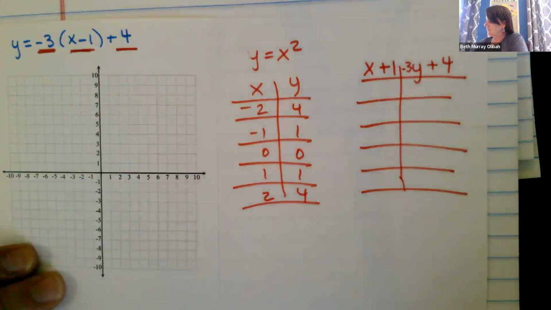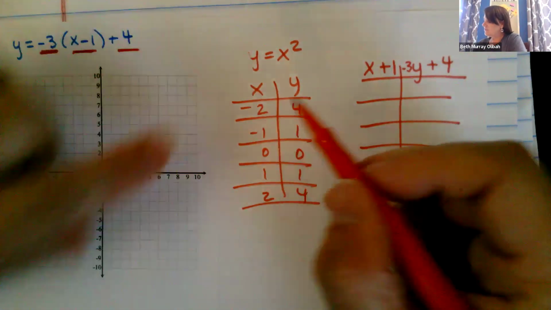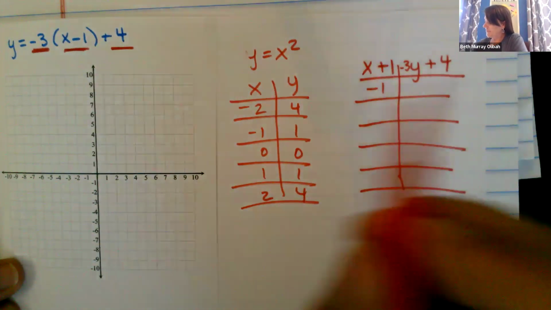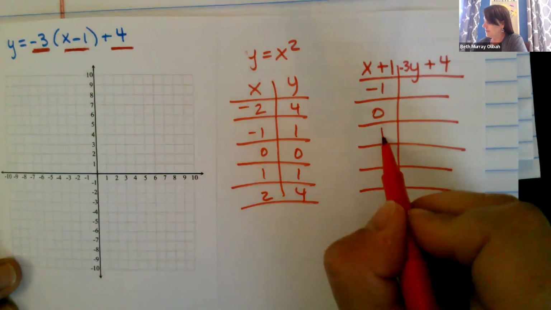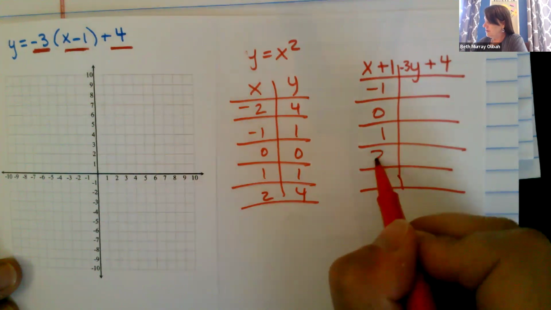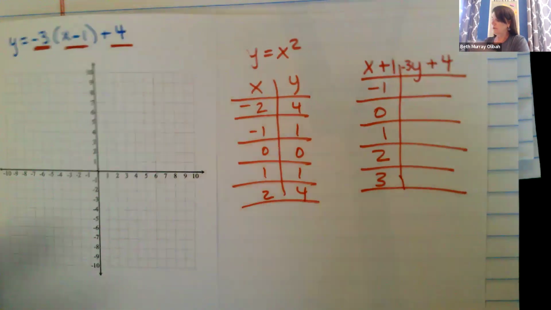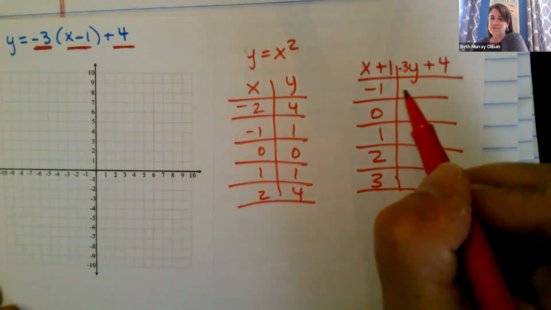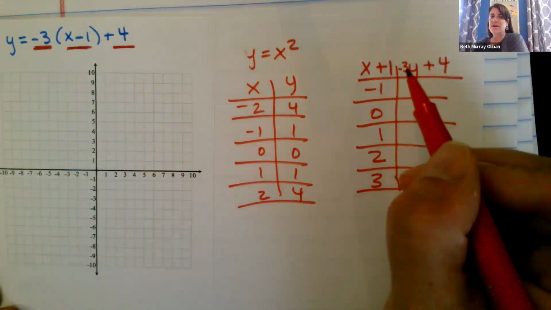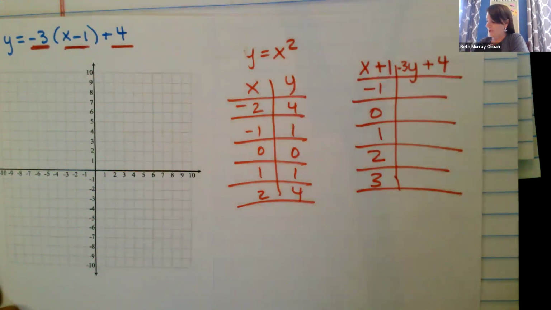So I'm going to do the x's first because that'll be a lot easier. -2 plus 1, -1 plus 1, 0 plus 1, 1 plus 1, and 2 plus 1. So those are my new x values that I'm going to be plotting. But now for the y's, I need to be careful because I need to do all of this. I need to multiply by a -3 and also add 4.